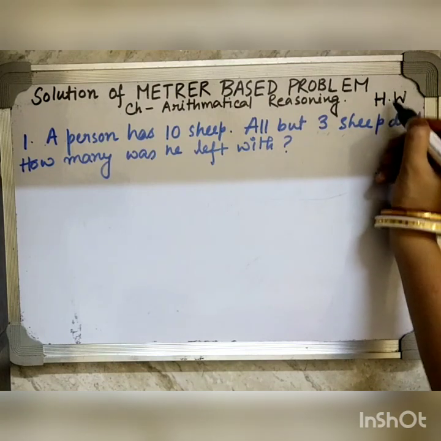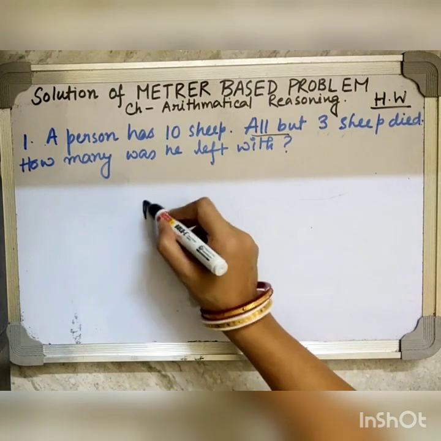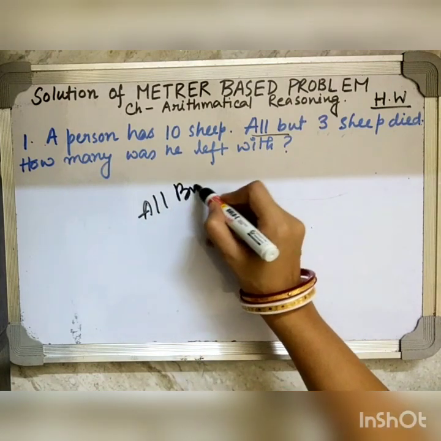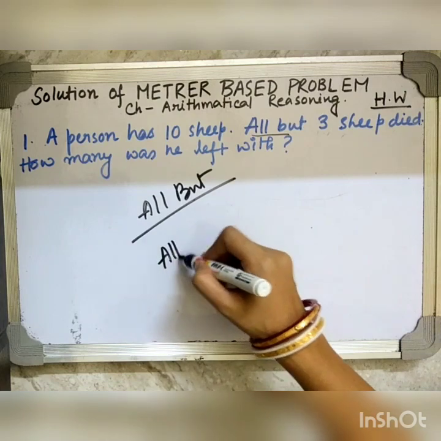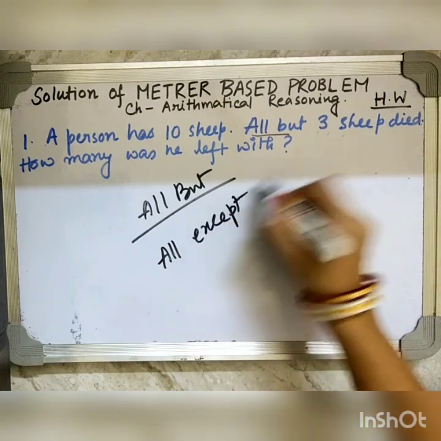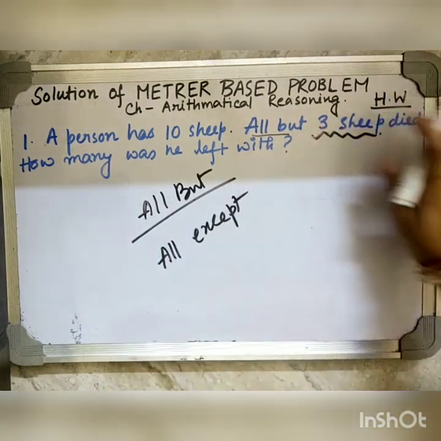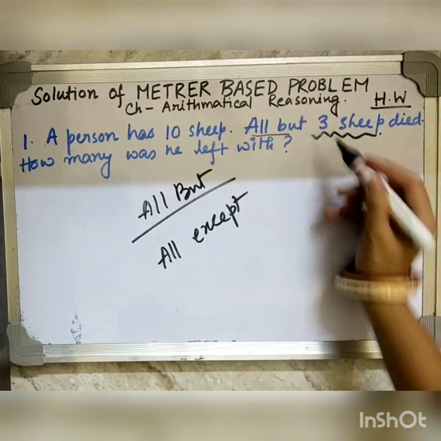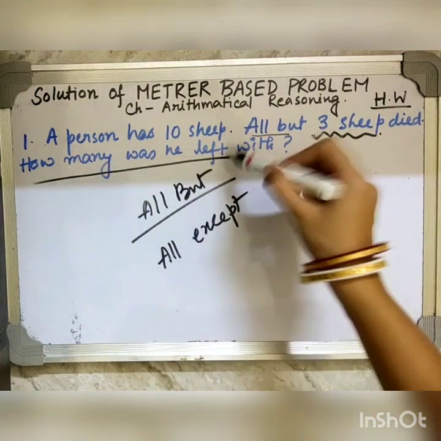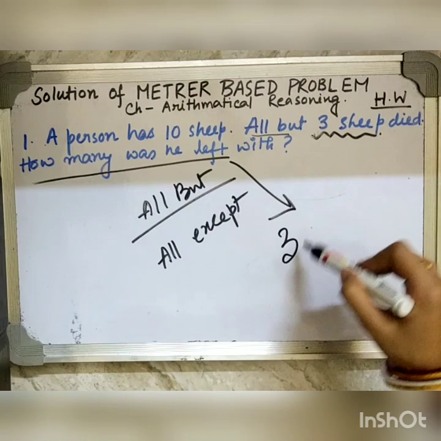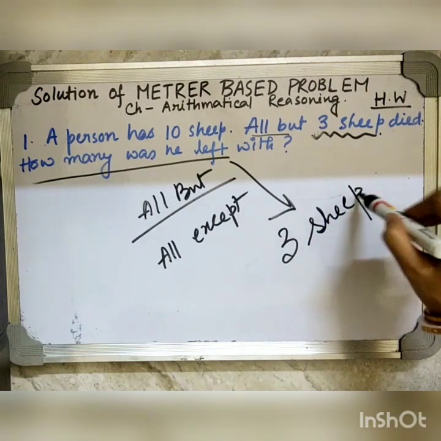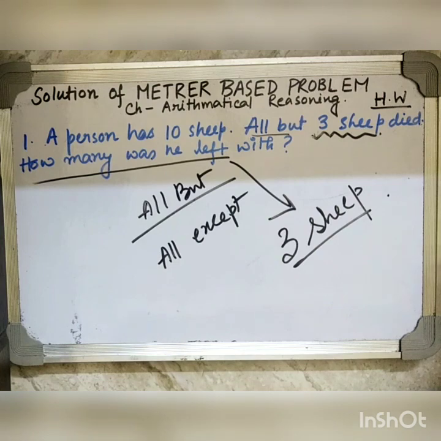So, all but this term, as I told in my last video also, all but means all of them have died except these 3 sheep. Okay. So, he has had 10 sheep. Now, only 3 sheep are left with him, because all but means all of them have died except those 3 sheep. So, how many was he left with? The answer of this question will be, he is left with 3 sheep. Okay. Now, let's come to the next question.